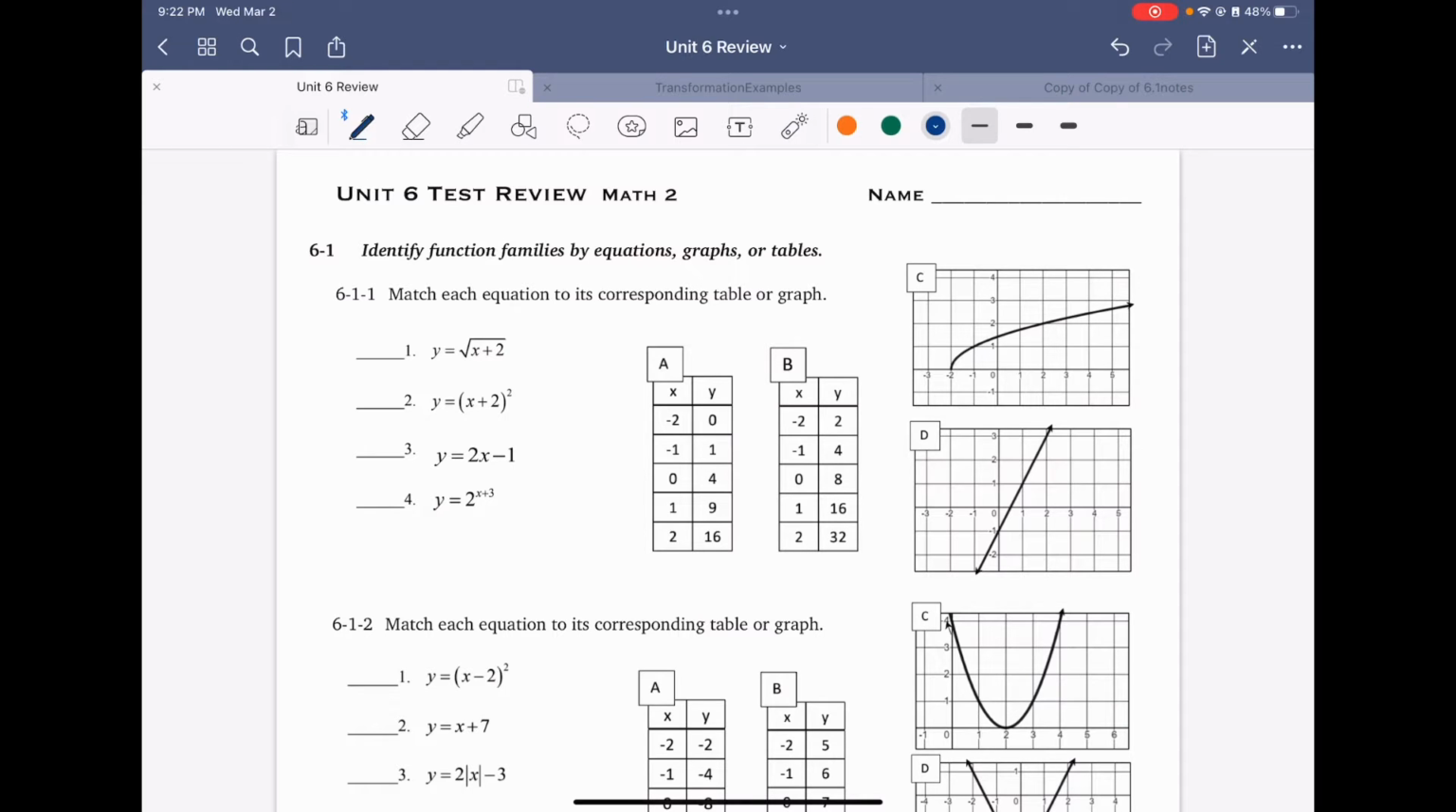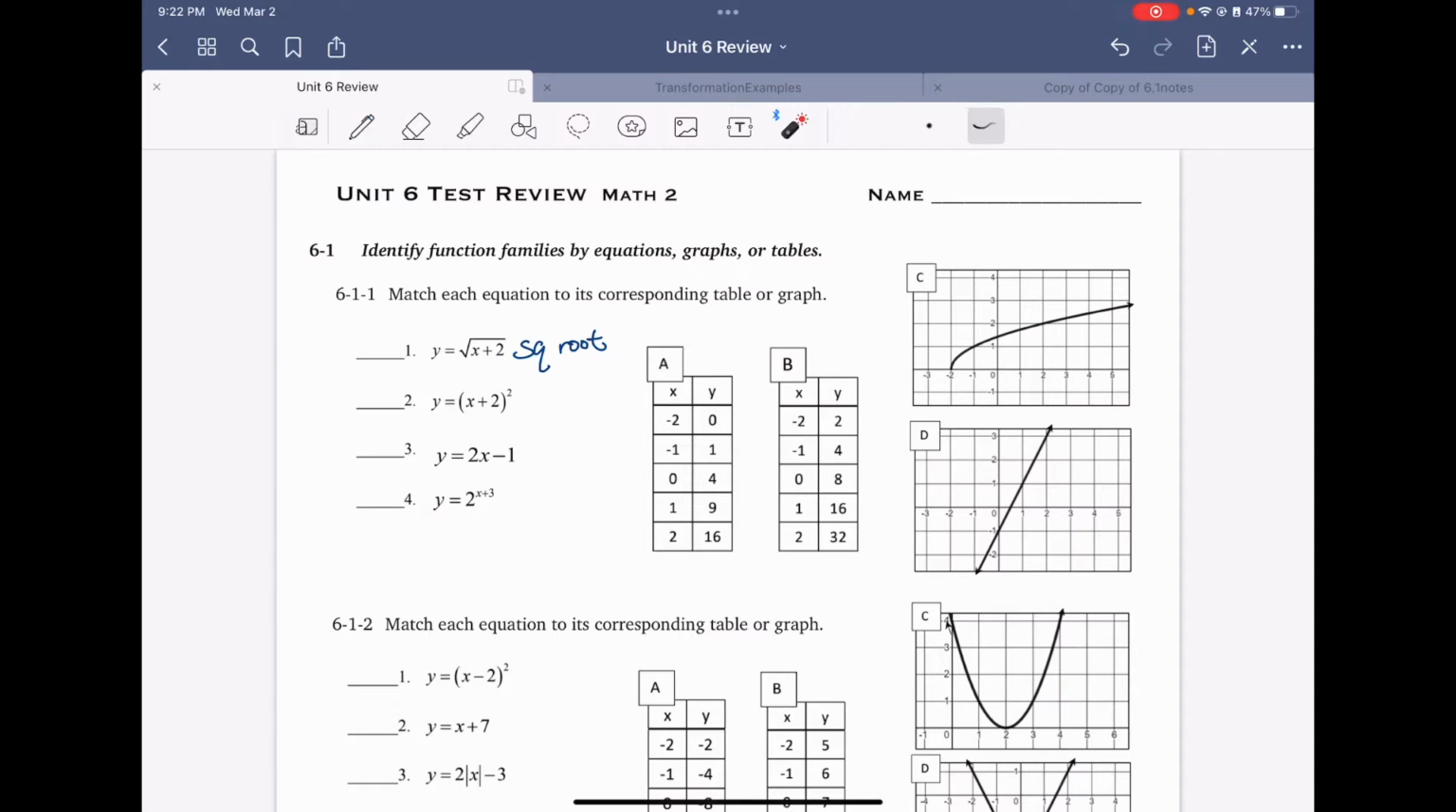If you already saw the first examples in class, you can skip those. So for 6.1, this was identifying functions by equations, graphs, or tables. And so what we're doing is matching equations to their corresponding tables or graphs. So first thing I think is good to do when you get a problem like this is look at the equations and determine what type of equation they are. So when I look at number 1 right here, I see the square root sign, and so I know this is a square root. So I'm just going to make a note there. It's not asking me to do this, but the more information I have, the better. So that's a square root.